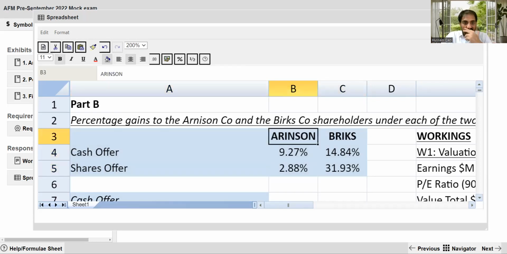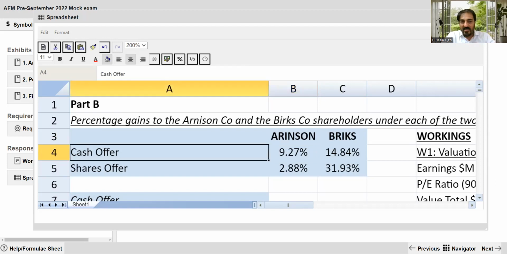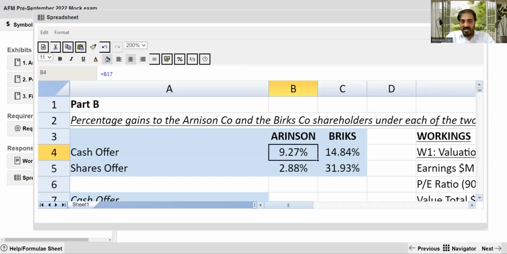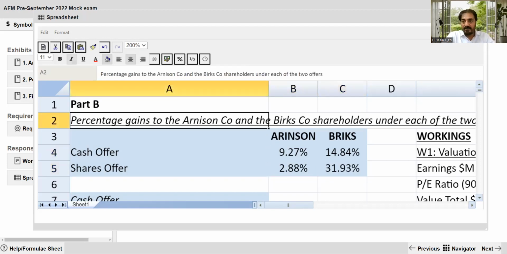In case of the acquirer, if the cash offer proceeds, 9.27% return, but acquiring at 14.84%. In case of share for share, Aronson gets 2.88%. Also, there is no requirement of cash in case of the share offer, but the return is only 2.8%. And BRICS will be able to get 31.93. We need to make a comment over there.